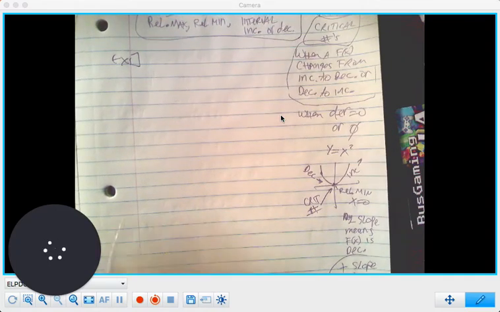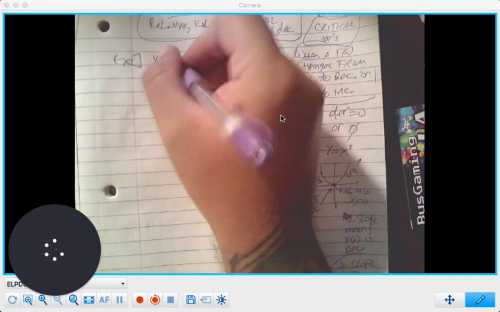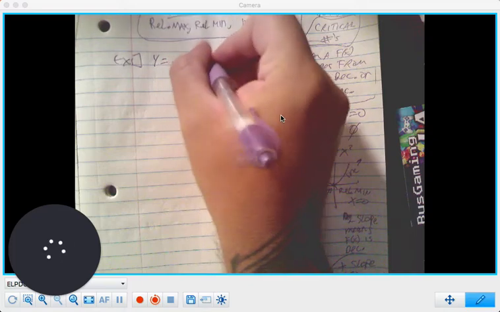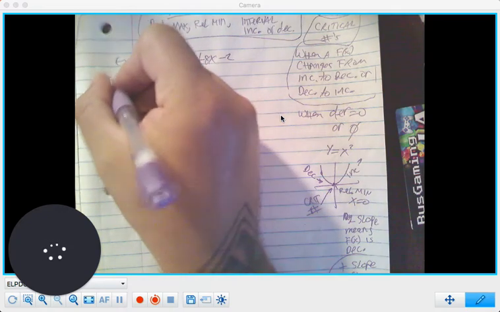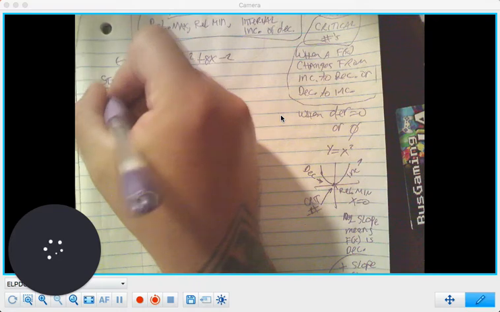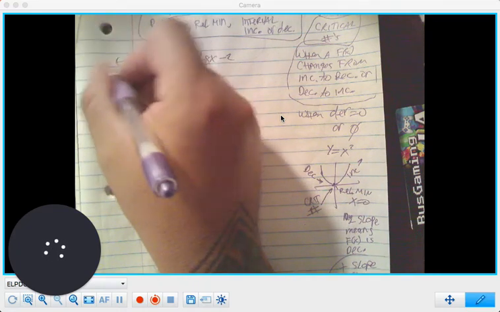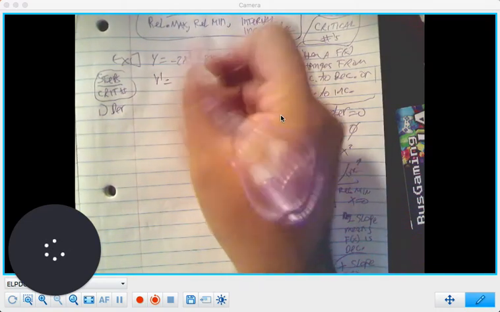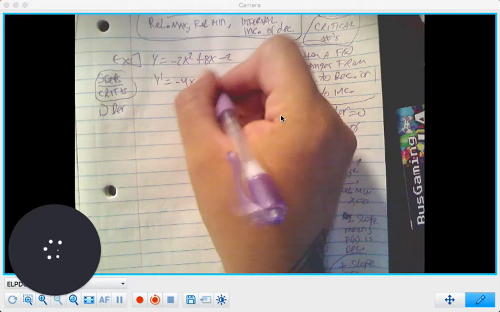I have y equals negative 2x squared plus 8x minus 2. Let me write the steps on this side. These are the steps to find a critical number. Number 1, take the derivative: y prime equals negative 4x plus 8. Number 2, simplify.